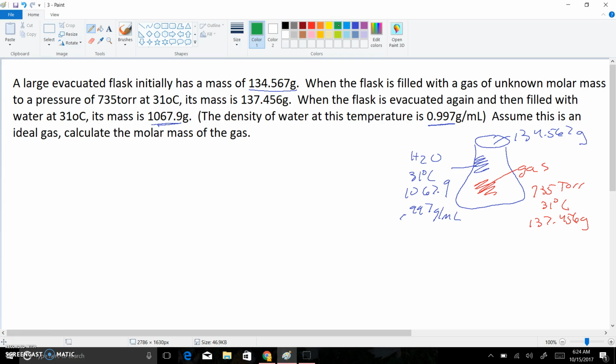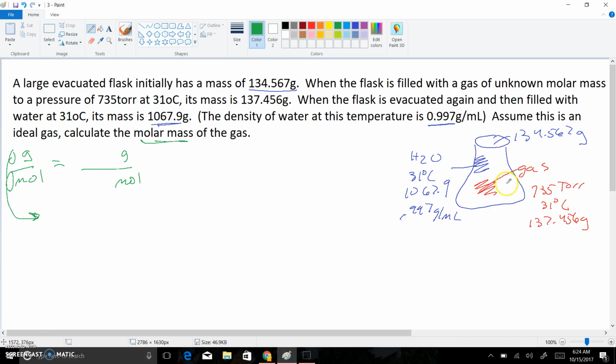I'm trying to assume it's an ideal gas, calculate the molar mass. So once again, I'm trying to find grams per mole. That's molar mass. Okay, so I really have 2 parts I've got to solve for. I need a grams number, which I haven't been given, and a moles number. Once I find those, I'm golden. So let's start with my grams number first. I need the mass of my gas.